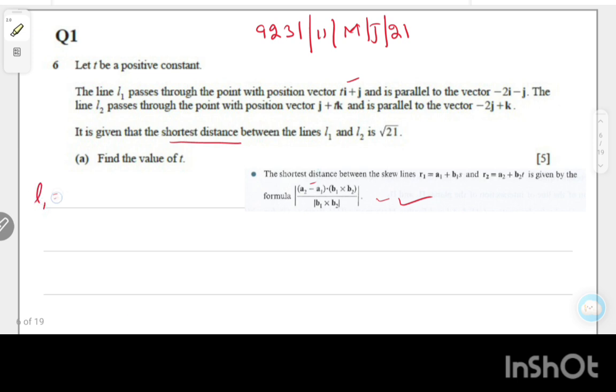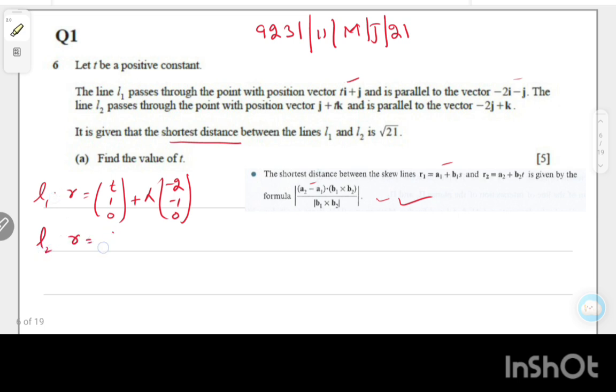First of all, we have to write the line L1. What is the line L1? We write it as a plus b1 s. So L1 is r equal to t, 1, 0, because here the i component is t, the j component is 1 and the k component is 0, plus lambda times the second term. The i term is minus 2, the j term is minus 1, but there is no k term, so it will also be 0.